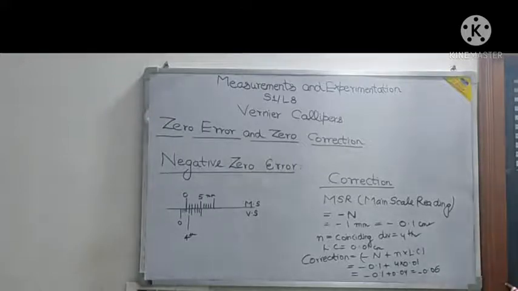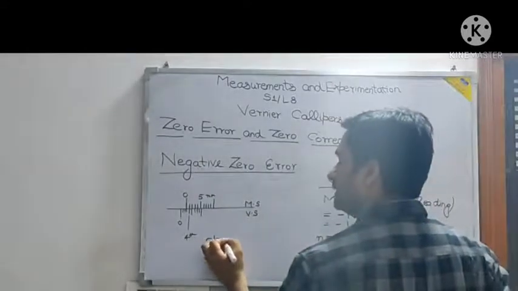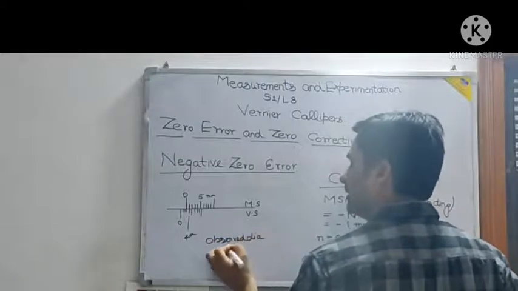Now you have got minus 0.06 centimeter. Now whatever thing is coming, suppose the observed reading, the observed diameter, is how much?